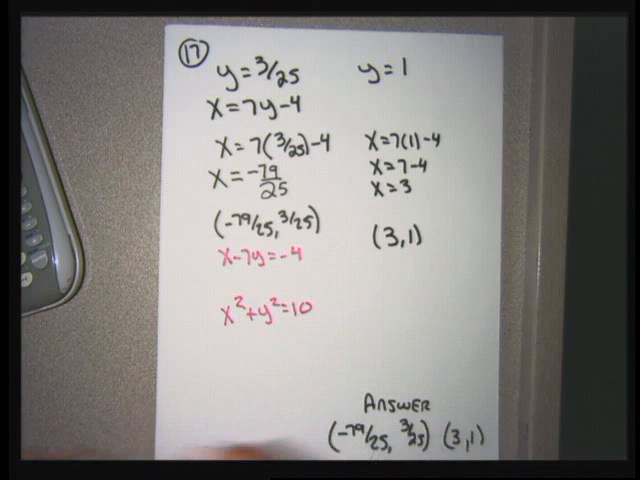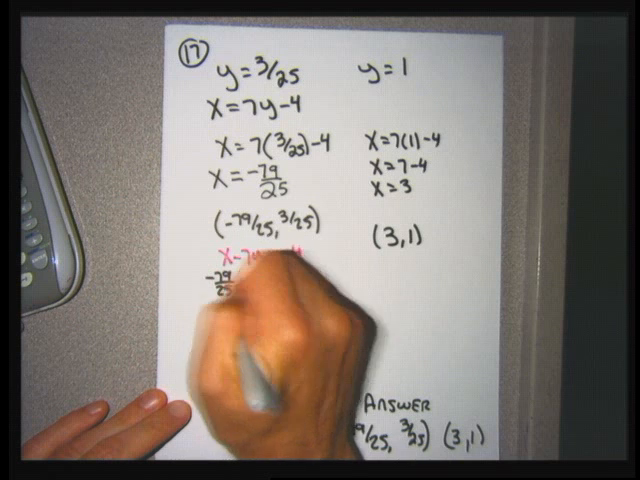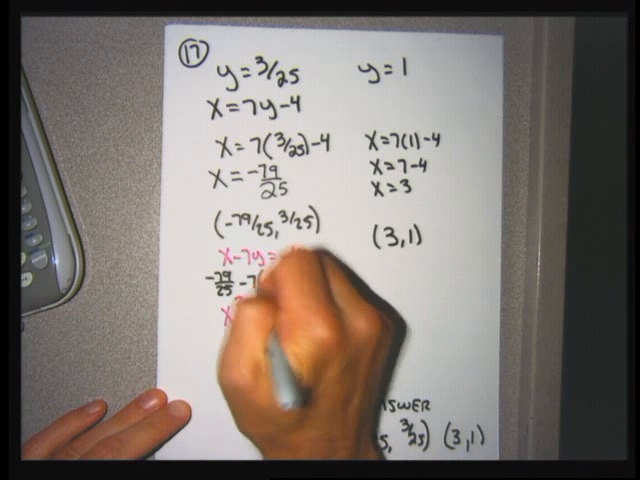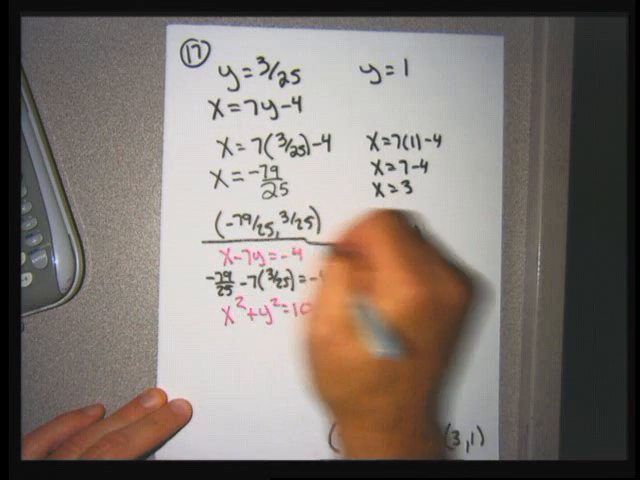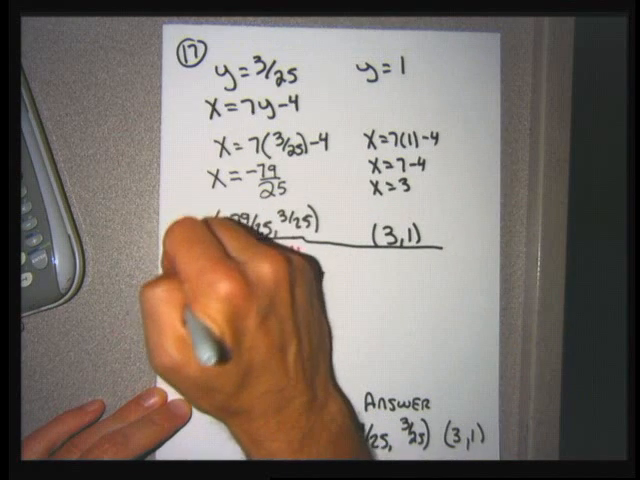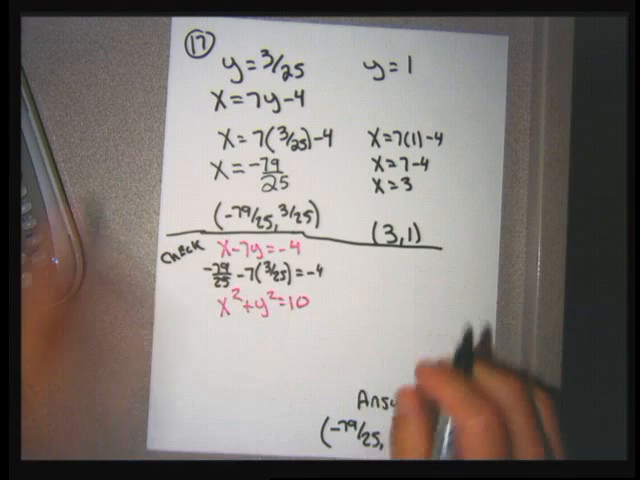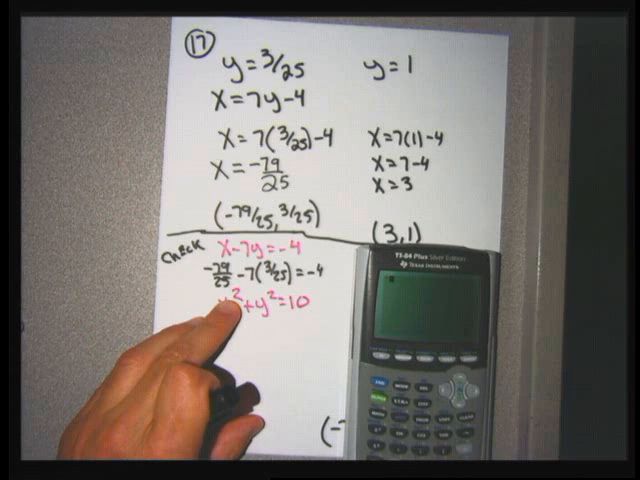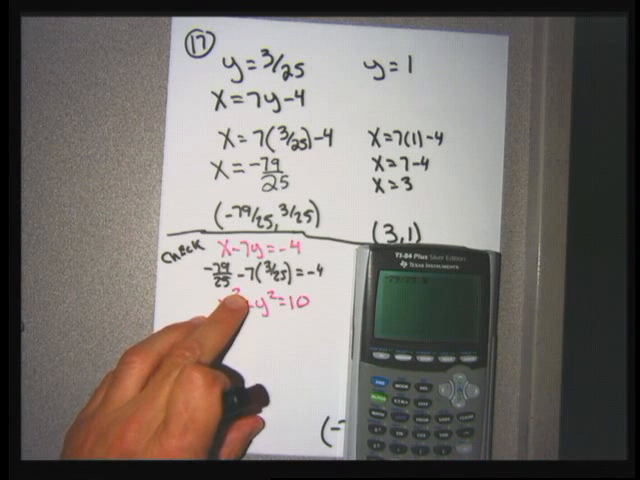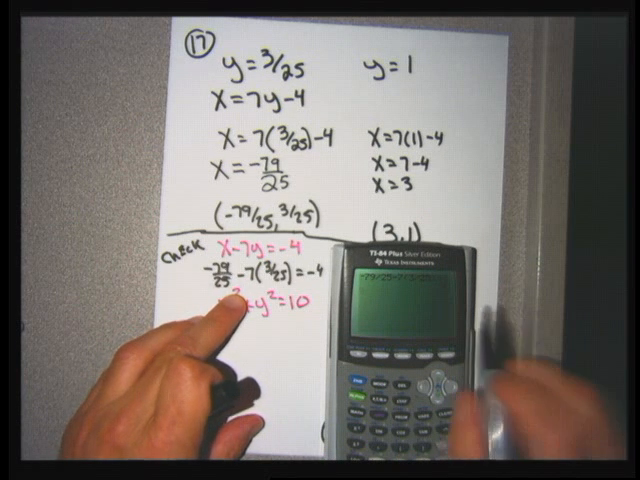So for the first checking, it should be the case that negative 79 over 25 minus 7 times 3 over 25 equals negative 4. So this is the checking part, and I'll do that on my calculator. Hope that when I do this left side, when I hit enter, I get negative 4. So I'm going to go negative 79 over 25 minus 7 times 3 divided by 25. If it doesn't say negative 4 when I hit enter, then I'm worried. But it does, so it checks in the top equation.